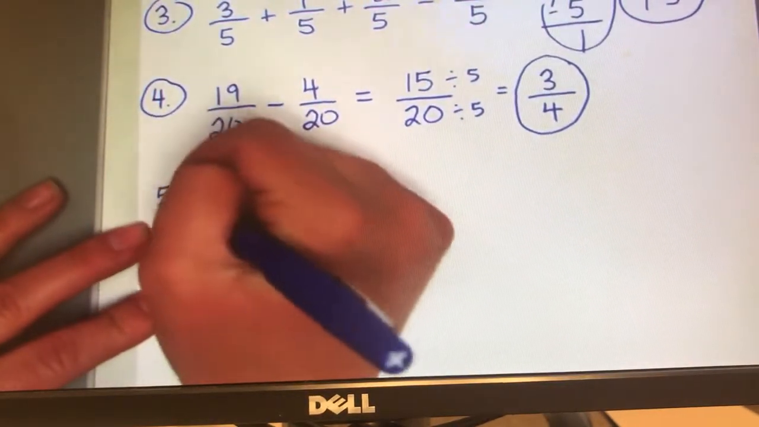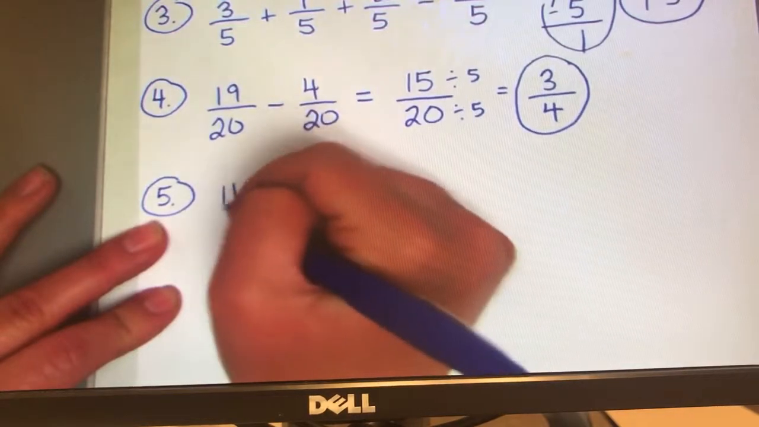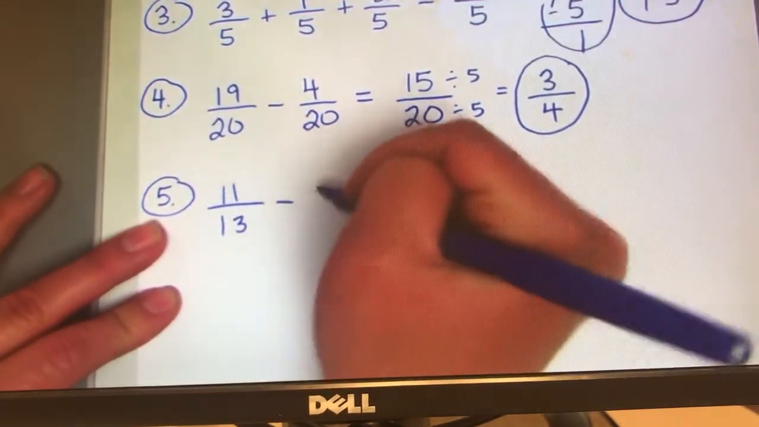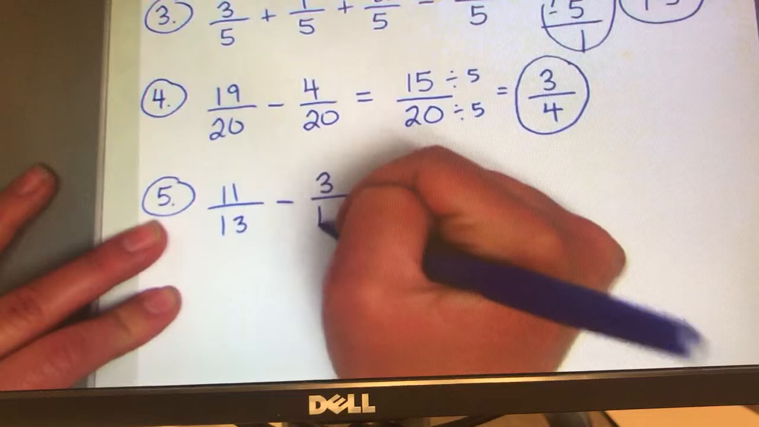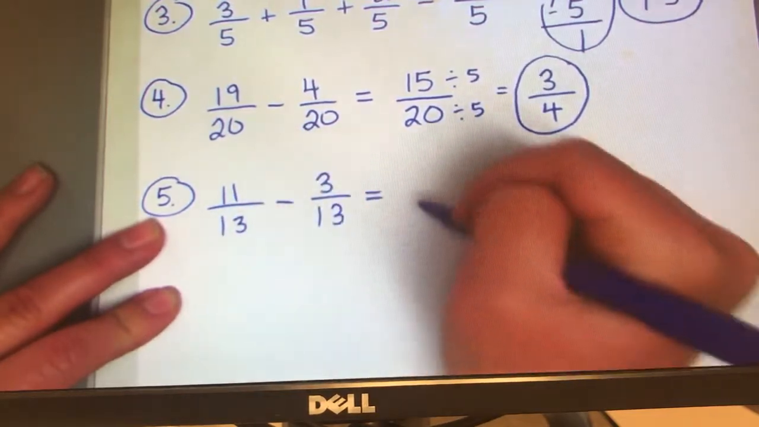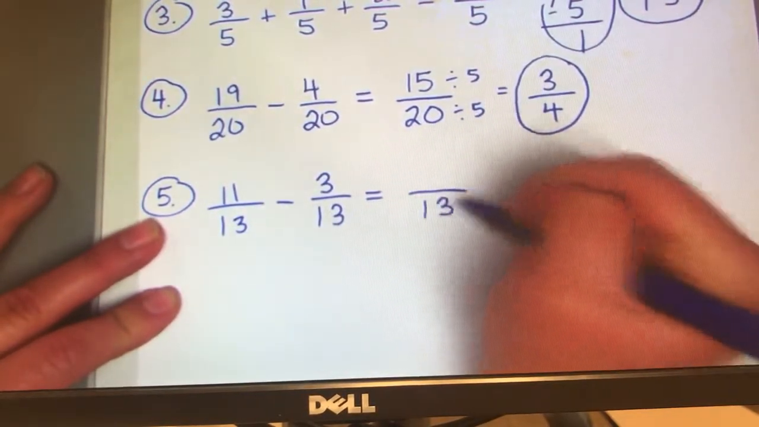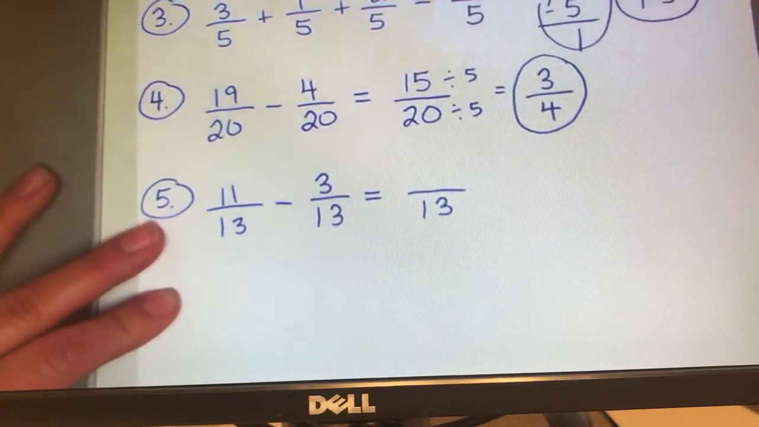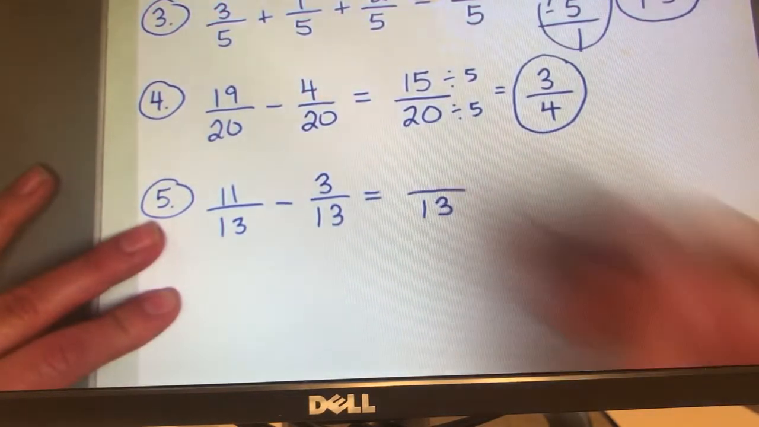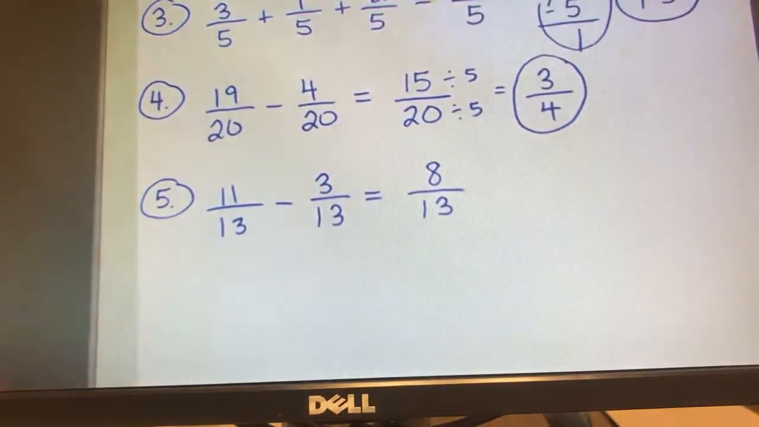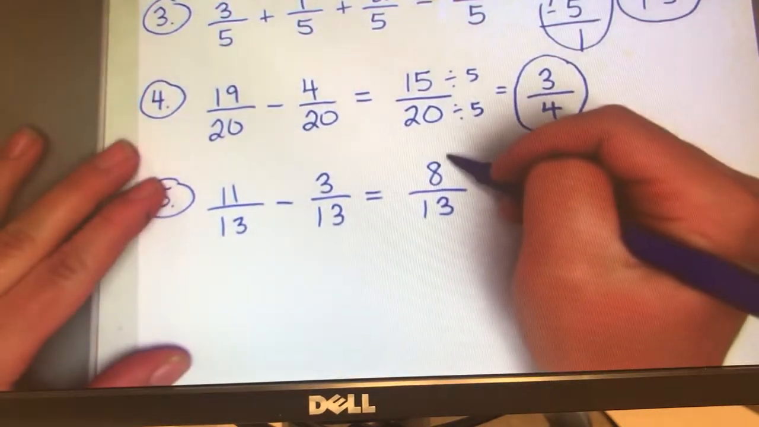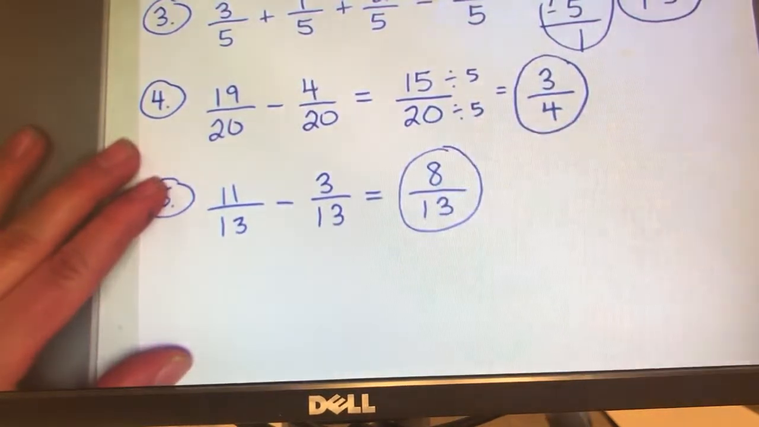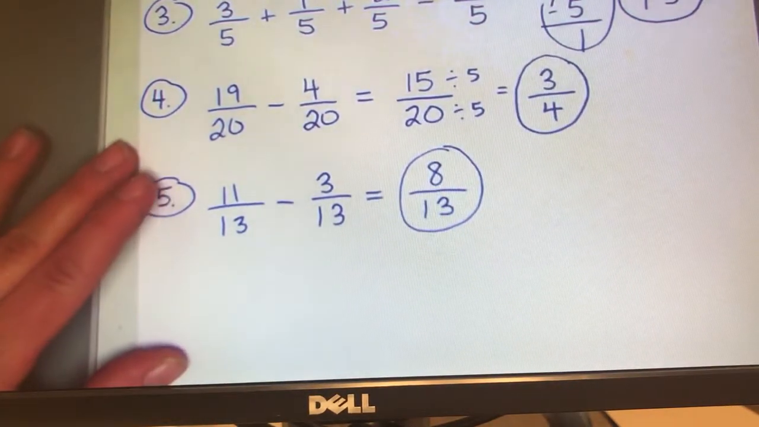Number 5, 11/13 minus 3/13. Again, I have like fractions, so my denominator will stay 13. 11 minus 3 is what? 8. 8/13. Is 8/13 in simplest form? Yes, it is. There's no other number that 8 and 13 can both be divided by except the number 1. So 8/13 is our answer in simplest form.